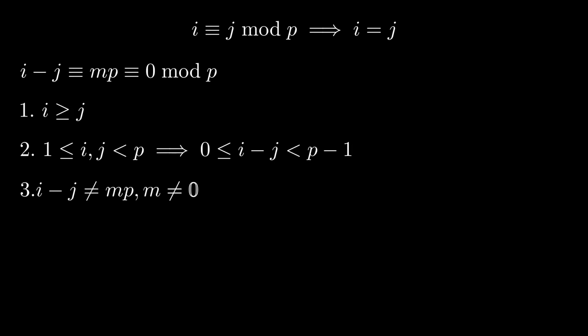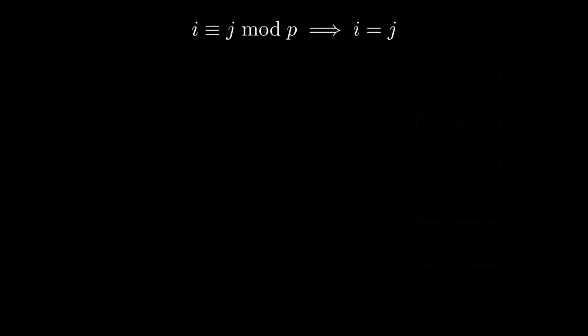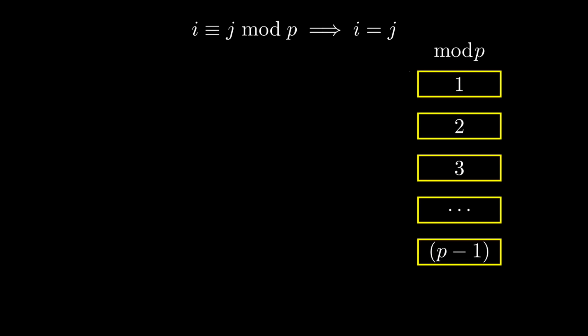So therefore, i minus j must be equal to 0, and that's the only value for i and j that satisfies the congruence. And therefore, i is equal to j itself, which proves the claim. And as we talked about before, this means that all the elements are distinct modulo p.